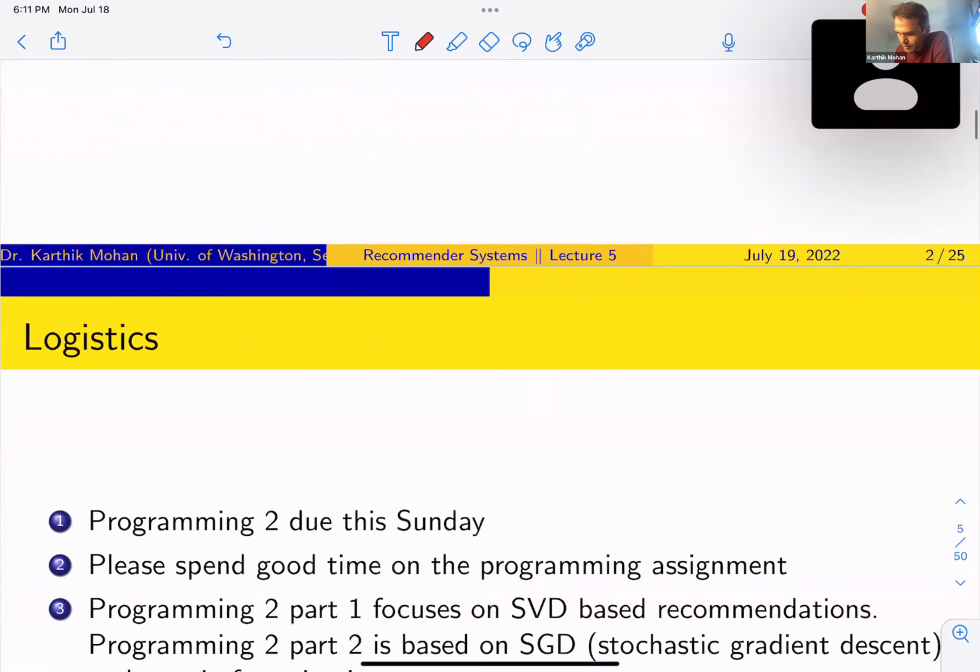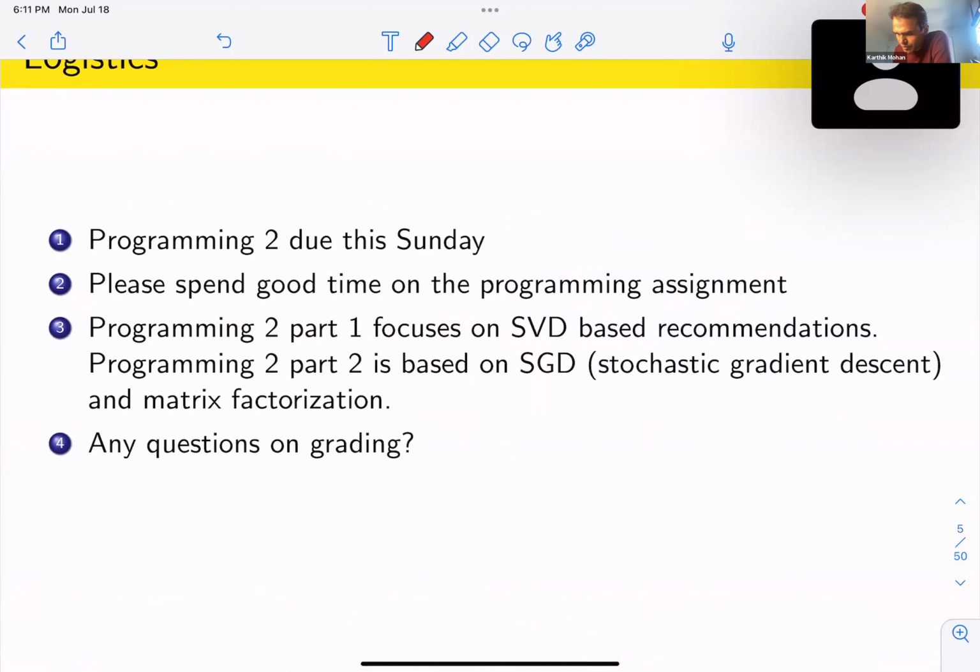Yes, so we discussed this as well. Any questions on grading? Anyone?